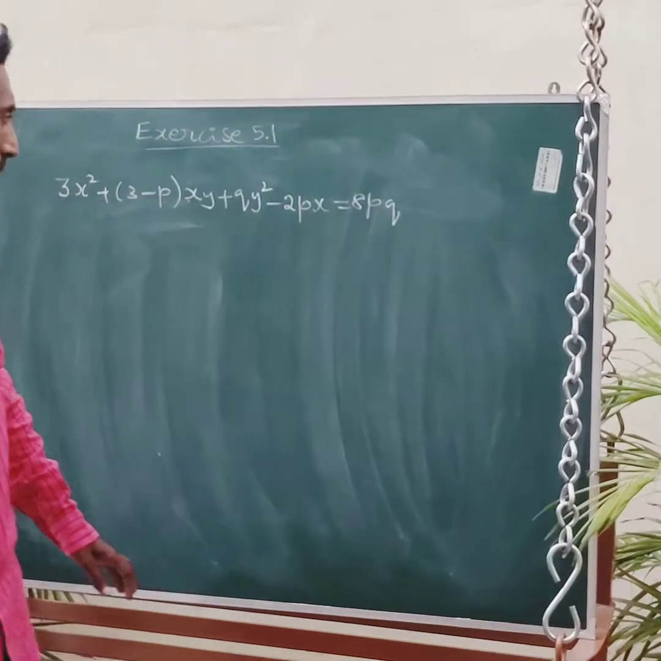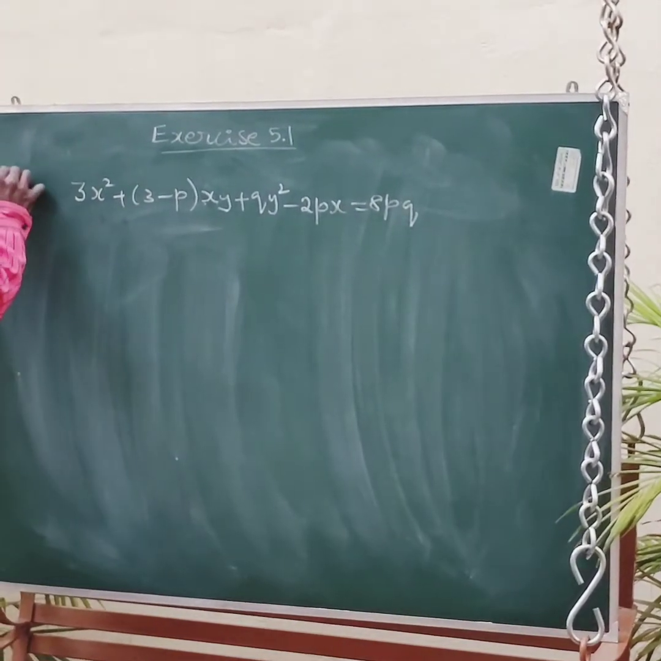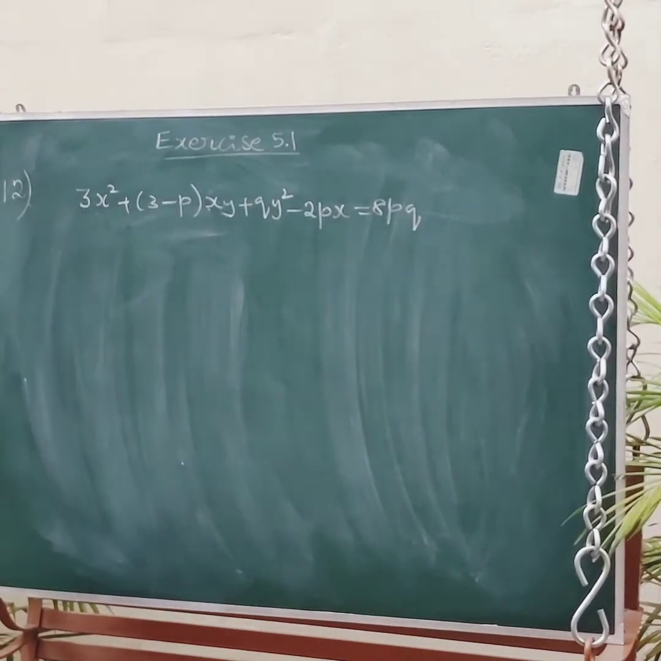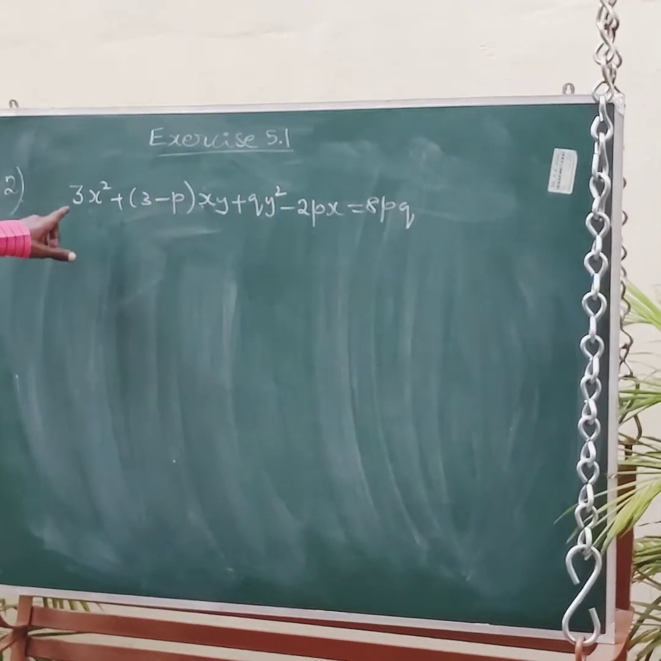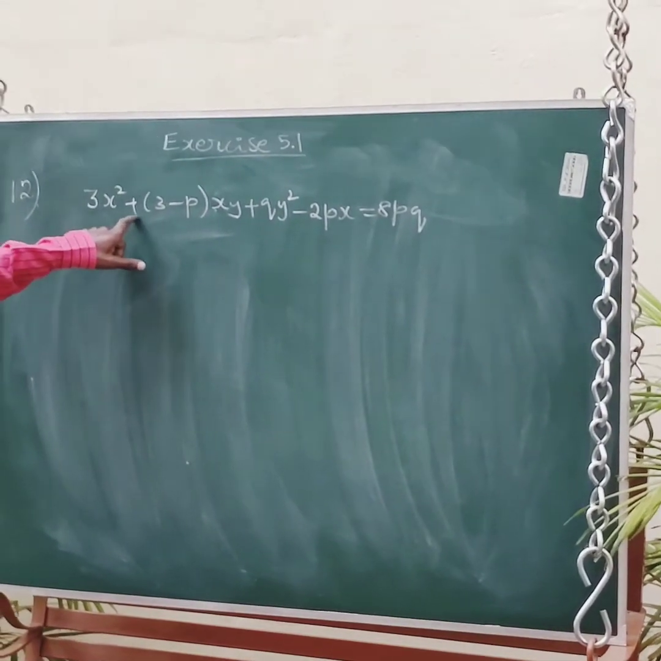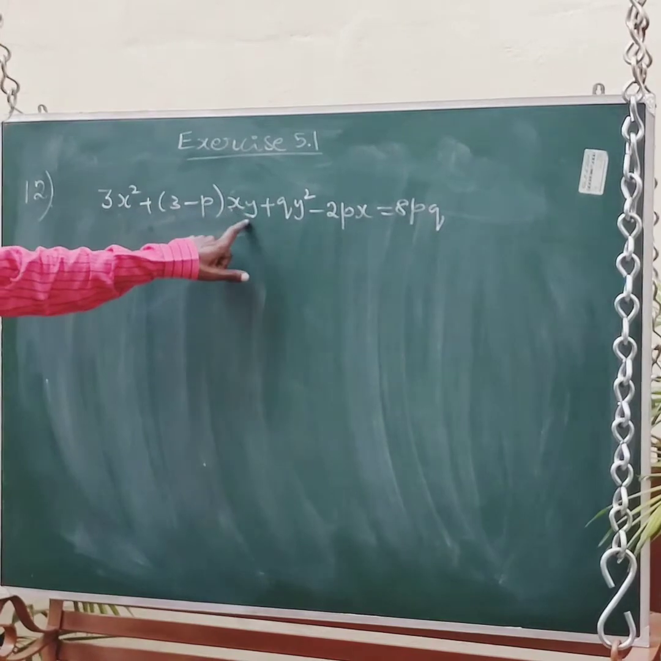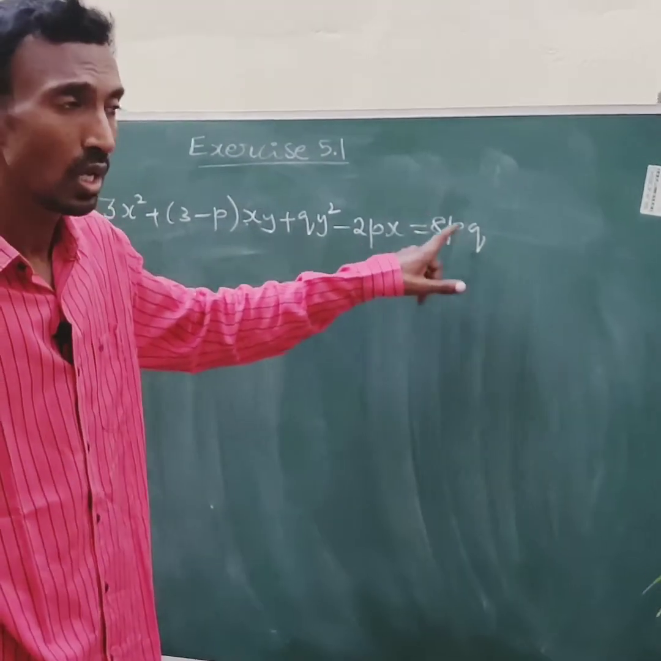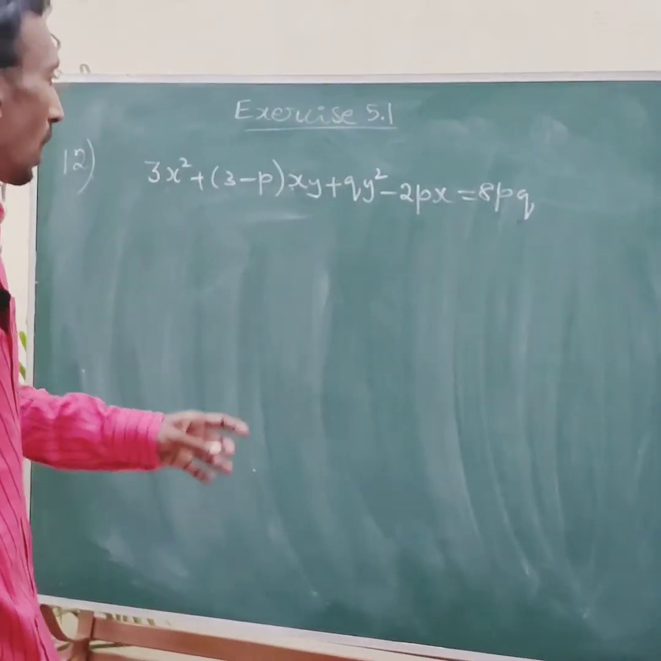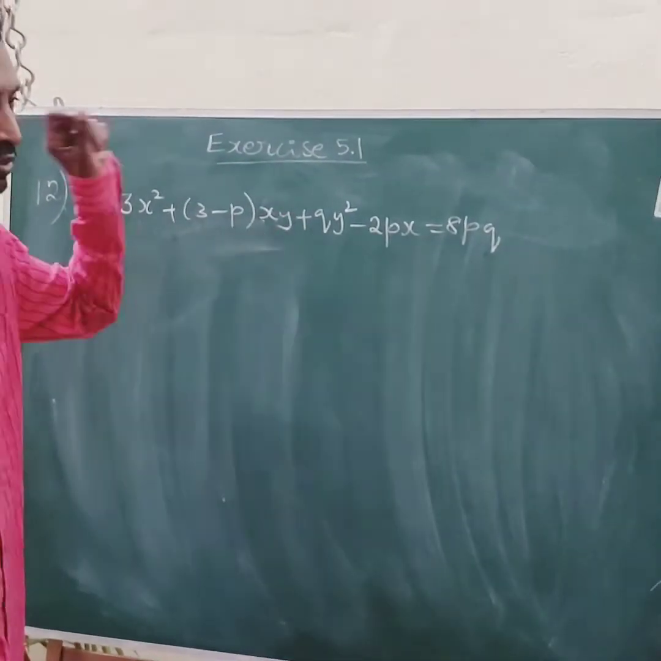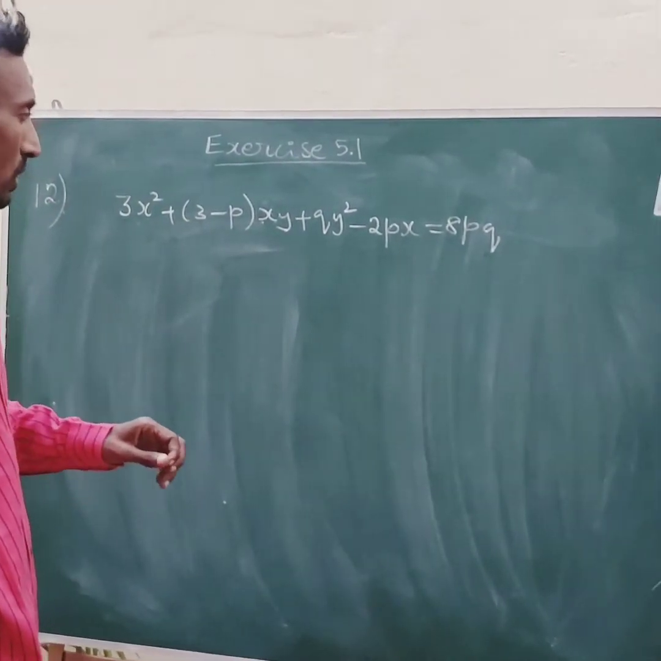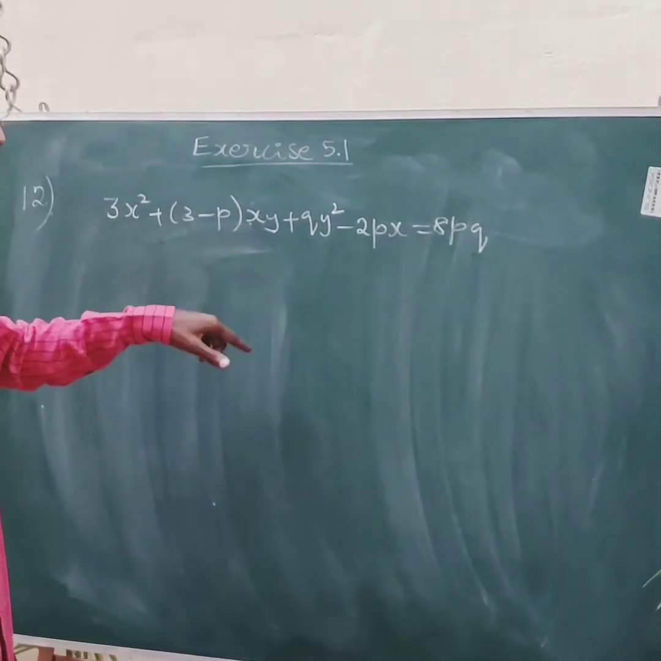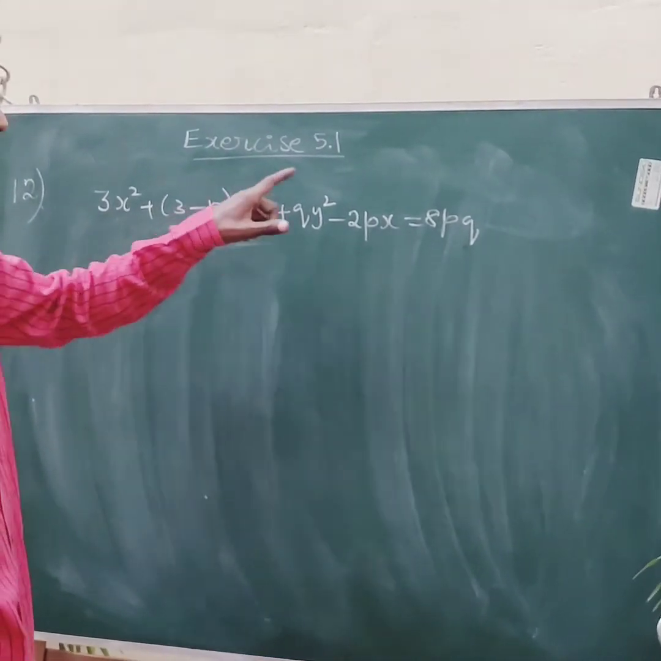Okay, now we are going to solve the last question, that means the 12th question in exercise 5.1. If this equation 3x square plus 3 minus p into xy plus qy square minus 2px equal to 8pq represents a circle, then what is the value of p and q? That is the first question. Second question, from that circle find out the center and radius.